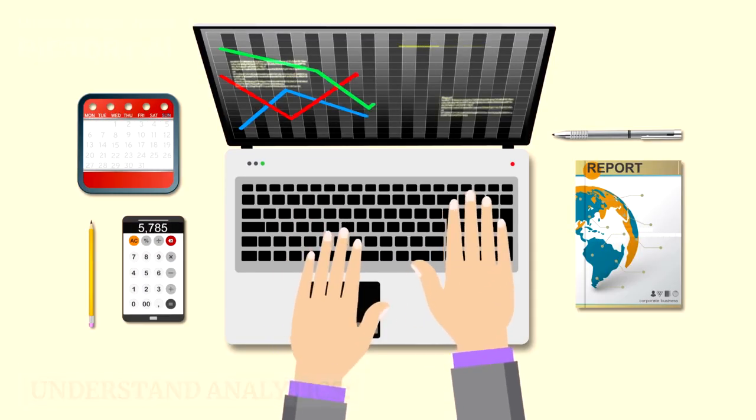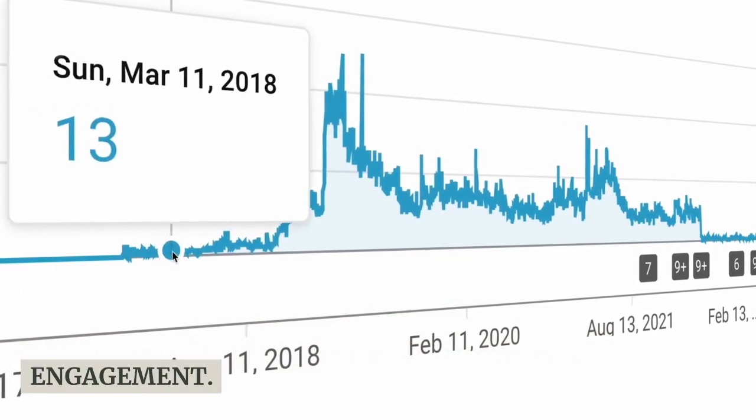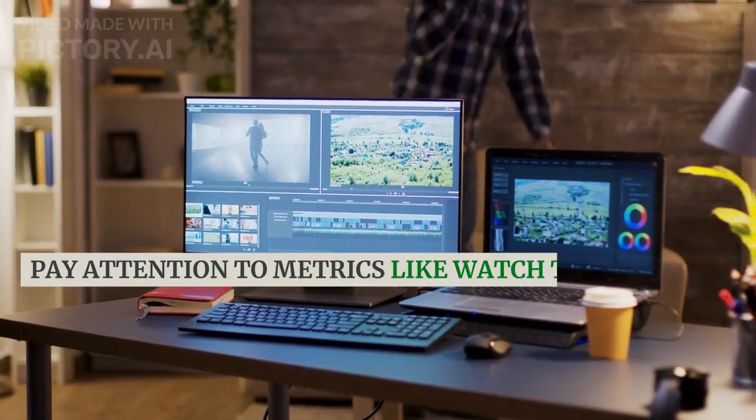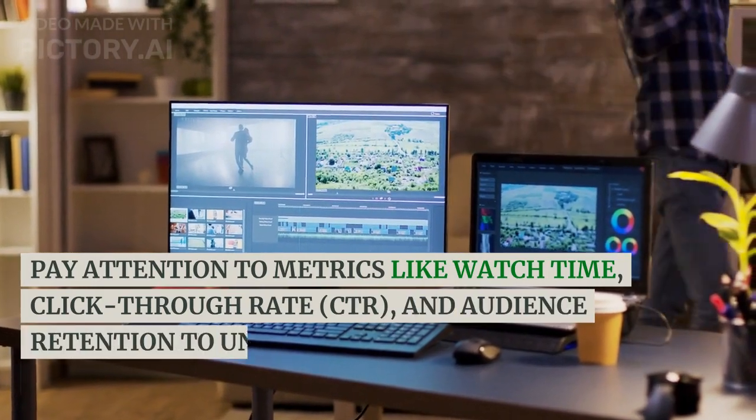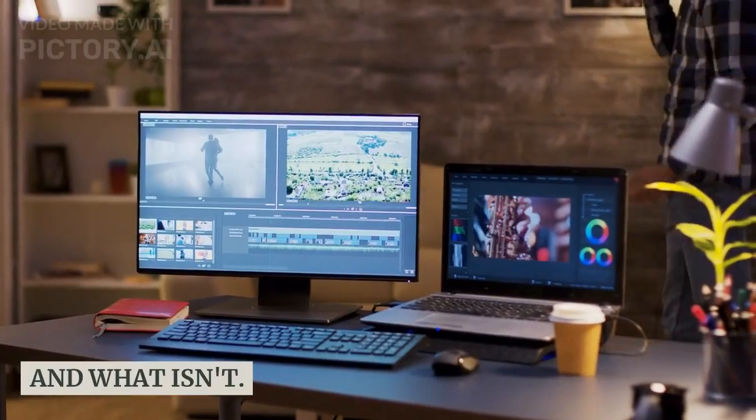Understand analytics. Use YouTube Analytics to track the performance of your videos and audience engagement. Pay attention to metrics like watch time, click-through rate, and audience retention to understand what's working and what isn't.